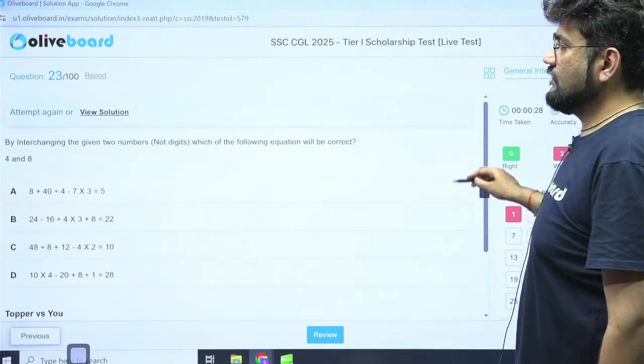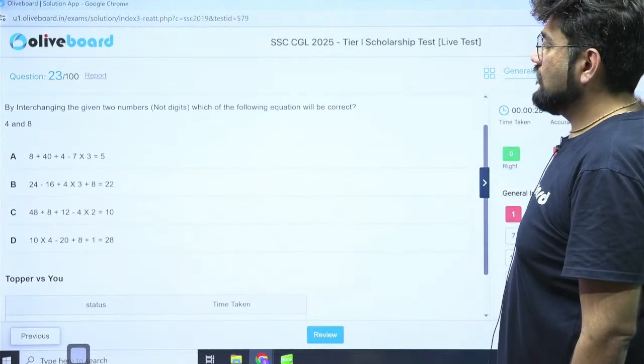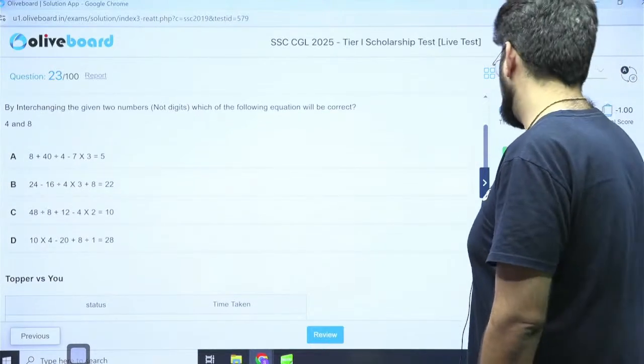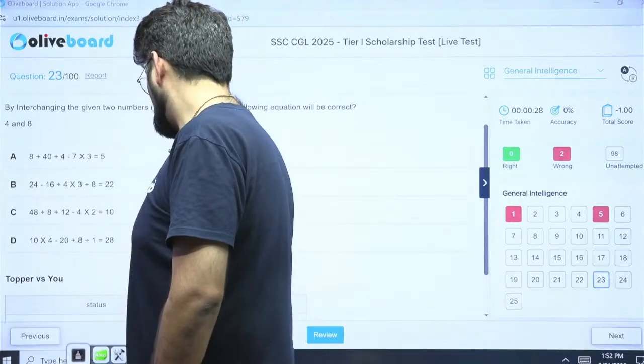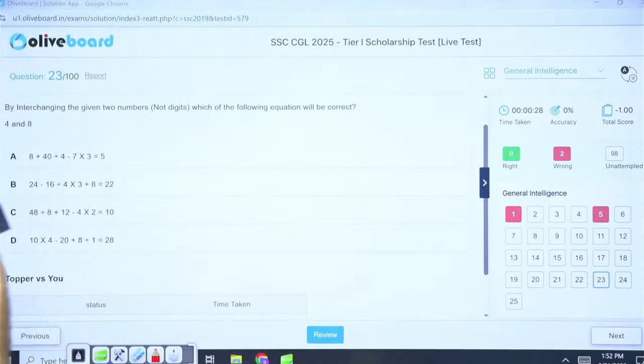Question number 23. By interchanging given two numbers and not digits, which of these will be correct? In these cases, always your calculations mostly will be easy, and you only have to partially calculate. Let's check. You don't have to change the digits but the numbers. So you have to check 4 and 8 you have to change.